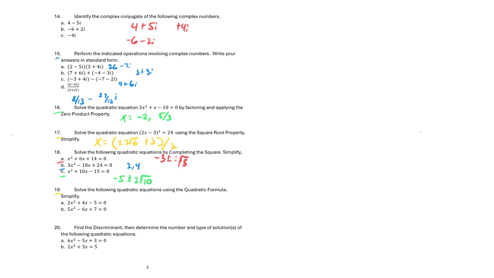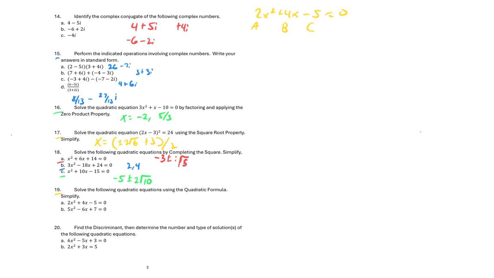Write that as negative 5 plus or minus 2 times the square root of 10. Solve the following quadratic equations using the quadratic formula and simplify. So 2x squared plus 4x minus 5 is equal to 0. So it's already set up for us. This is our a, b, and our c value.